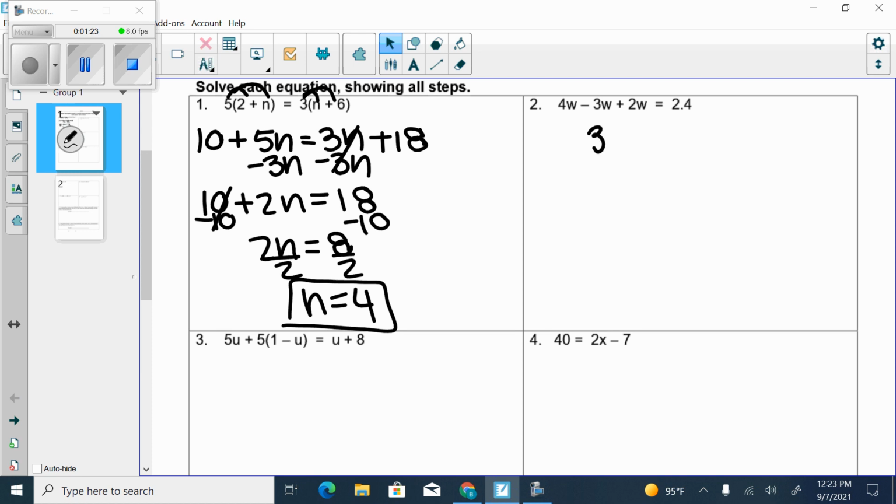So we got 3W equals 2.4. Then what? 5. So what do we end up with? 0.8, or I could turn that into a fraction, right? What would that be as a fraction? So, 4. Right. So either one of these answers would work.